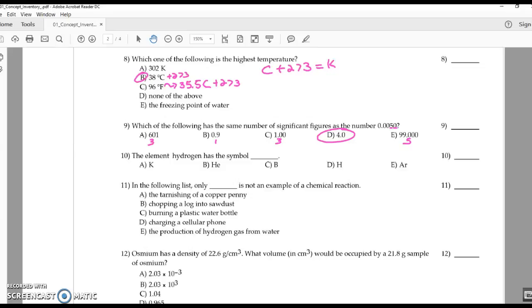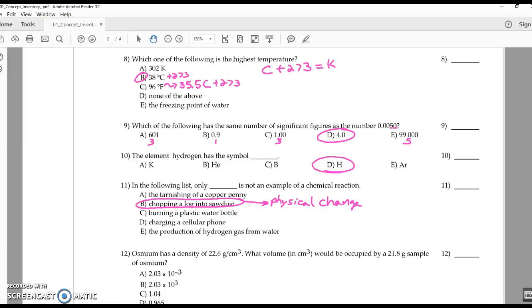The element hydrogen has a symbol of H. In the following list, only one is not an example of a chemical reaction. Chopping wood changes it physically, but not chemically. This is a physical change. These physical changes are not chemical changes.